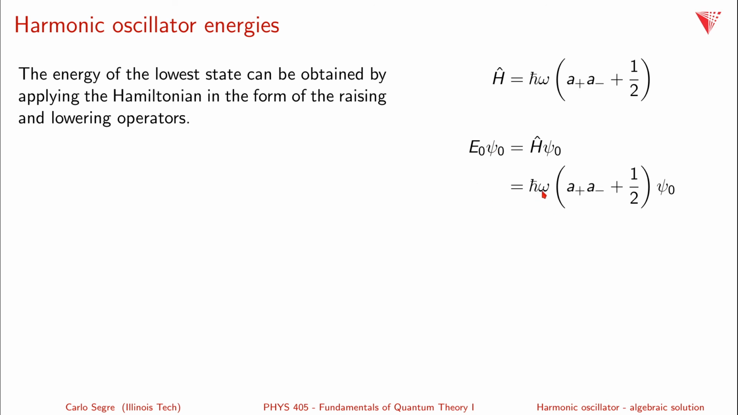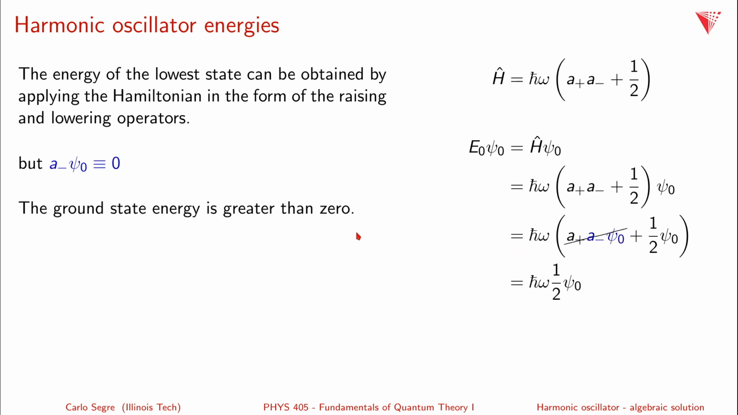We have h bar omega times a plus a minus plus 1/2 applied to psi 0. Well, that's easy enough. You have h bar omega times a plus a minus psi 0, plus 1/2 psi 0. Clearly the first term gives you 0, because that's the condition under which we got psi 0. So that goes away. And we're left with a ground state energy of h bar omega times 1/2, and we get psi 0 back again. So the energy of the ground state is 1/2 h bar omega. So it's half the size of the increment that you get when you raise and lower the energy.